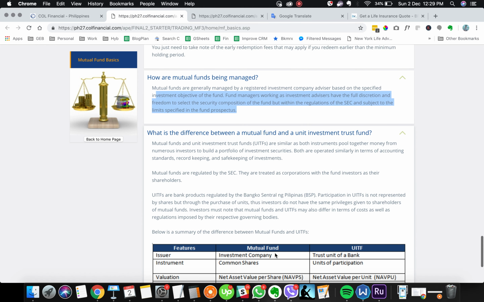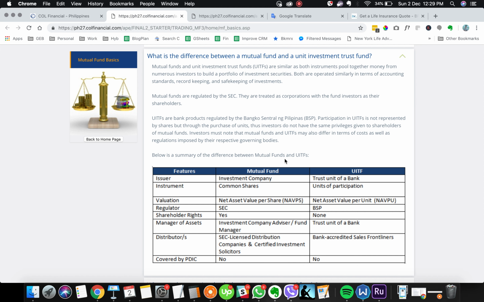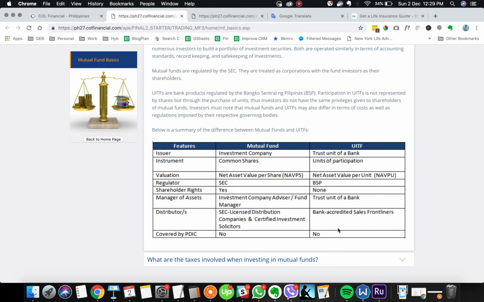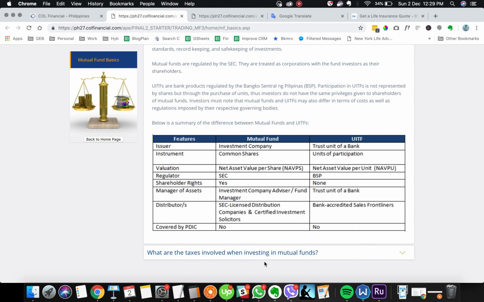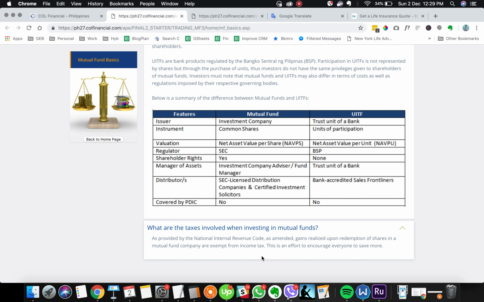What is the difference between a mutual fund and a unit investment trust fund? To make it short, a mutual fund is of an investment company, a UITF is of a bank. Both are not protected by the PDIC. Mutual funds have NAVPS and UITFs have NAVPU. The regulator is the SEC for mutual funds and the BSP for UITFs. What are the taxes? Surprisingly, there is no tax on mutual funds because the government decided on zero tax for this so that we will be encouraged to save more and invest more.